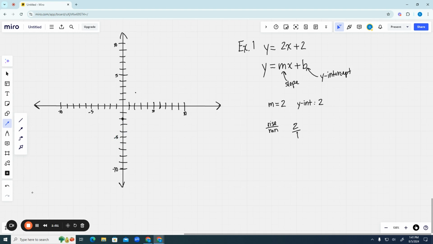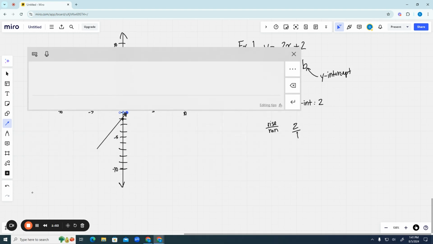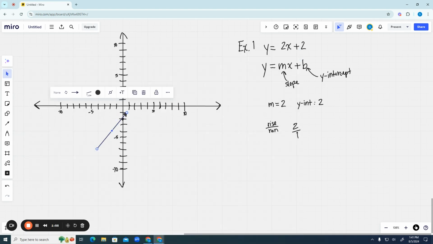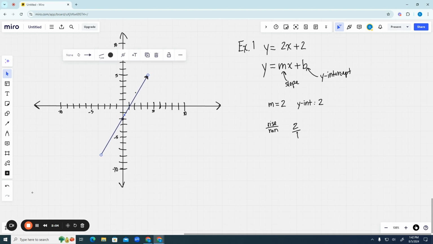And I will try to draw a straight line here. Oh no. It's not perfect, and that is how you graph a line. So I'm going to make another example. We'll go over a couple more.